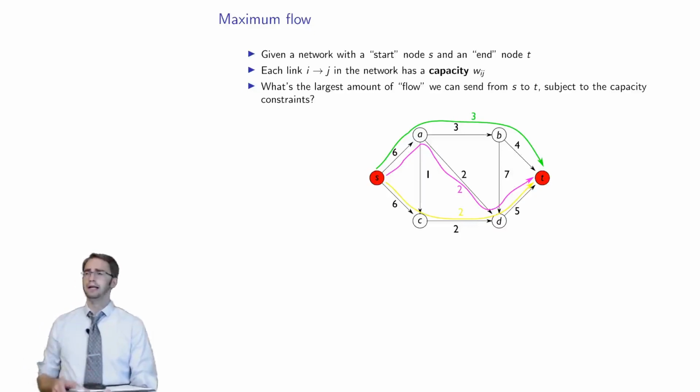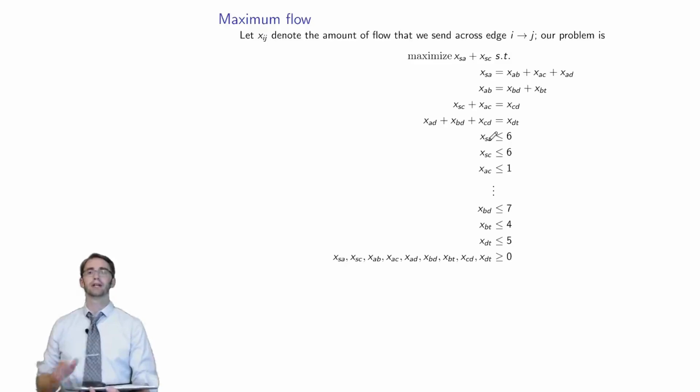What actually makes the most sense for this problem is to have a variable for every one of these links here, every one of these little links along the network. And that's what I've got in the picture over here.